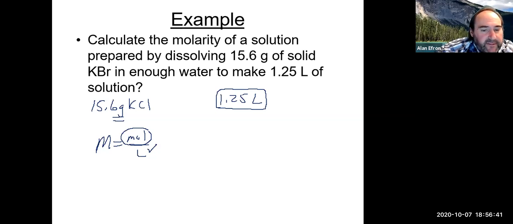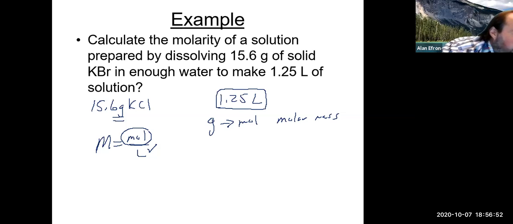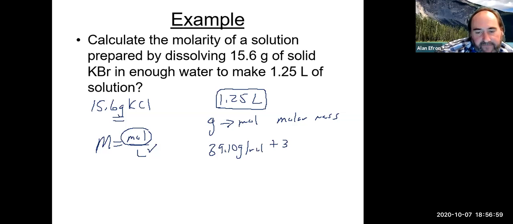So we should know at this point, if we need to go from grams to moles, we need the molar mass from the periodic table. So if we go to the periodic table and look up KCl, K is 39.10 grams per mole. Cl is 35.45 grams per mole. And if we do that real quick, 39.10 plus 35.45 gives us 74.55 grams per mole.